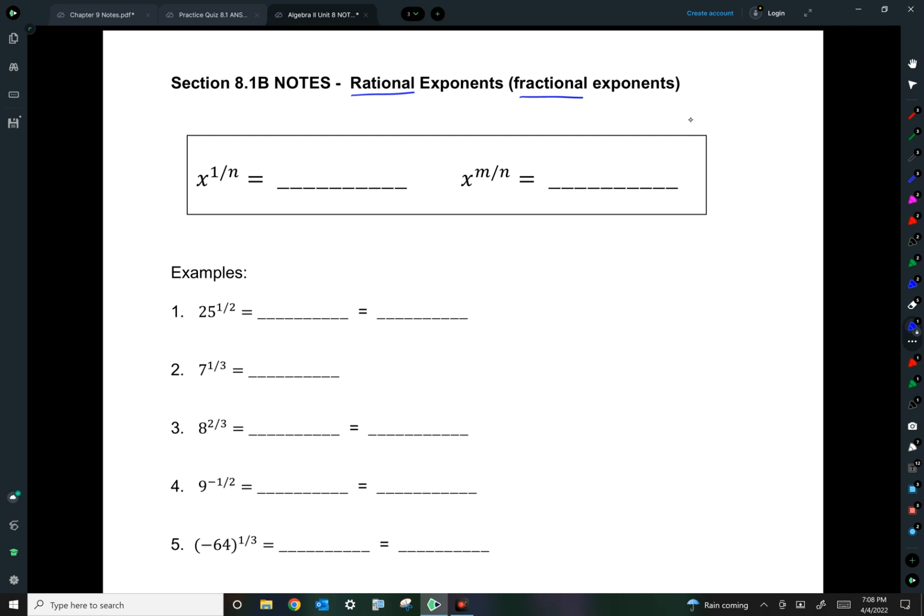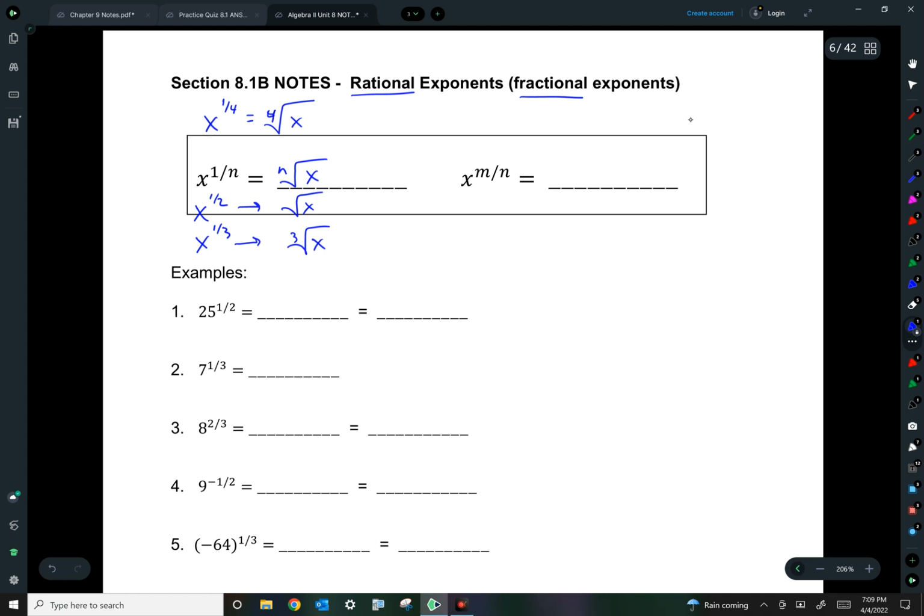So you might have a fraction that's just 1 over a number. An example might be x to the 1/2, x to the 1/3, something like that. Basically, the denominator, whatever that number is, tells you the root. So this represents the nth root of x. If it's a 1/2, it would be the square root of x. If it's a 1/3, it would be the cube root of x. If it had been an x to the 1/4, it would be the fourth root of x.